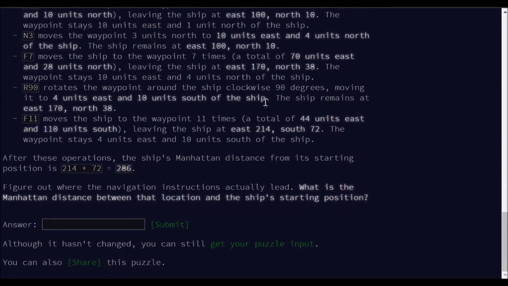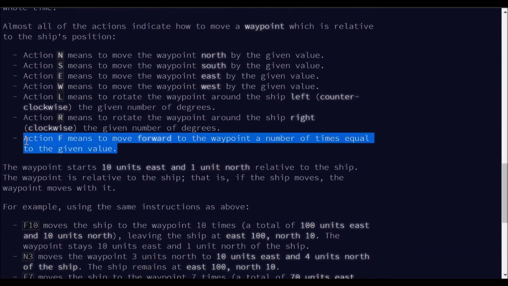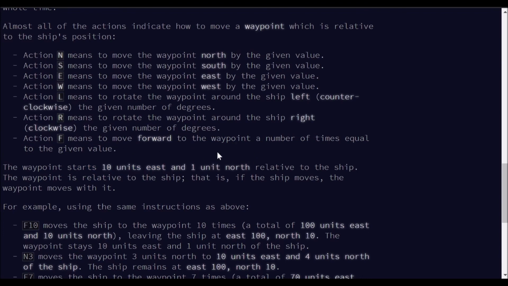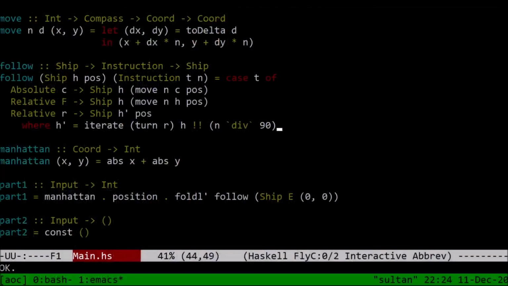And then, after all of this, we're still asking where the ship is, not where the waypoint is at the end, because these are the only instructions that move the ship at all. Action F. I wish they used the word ship here at some point. Move the ship towards the waypoint, but okay. It's understandable enough.